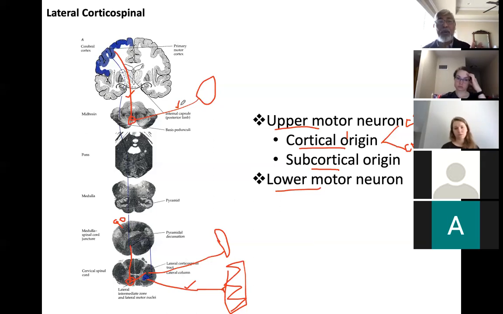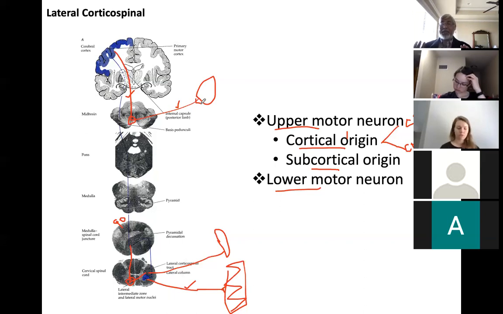So where do the lower motor neurons begin and where do they end? They begin in the central nervous system, either in the spinal cord or in the brainstem. Either way, if we give them a common name, they begin in the CNS, the central nervous system. And where do they end up? They end up in the skeletal muscle.